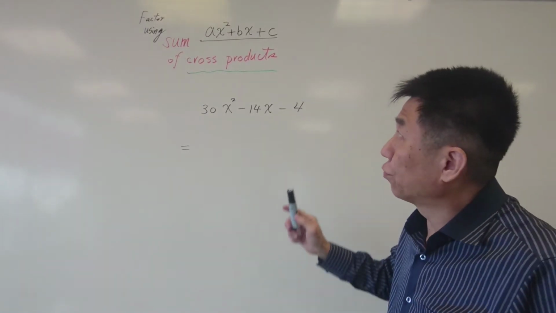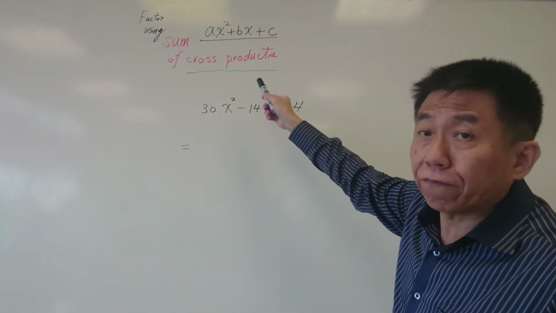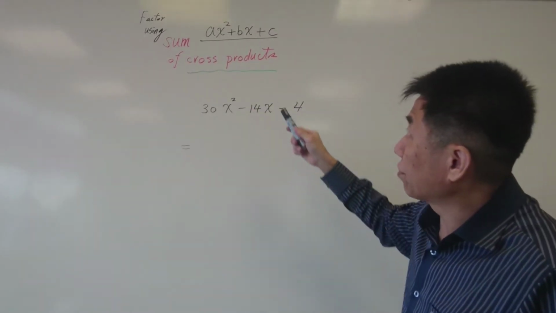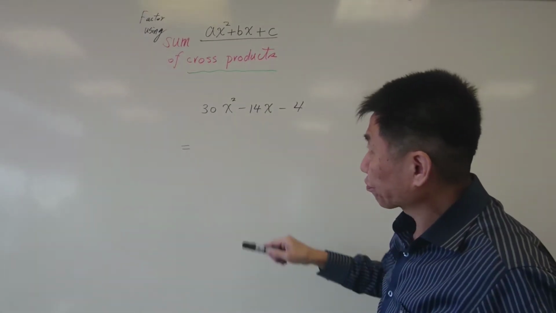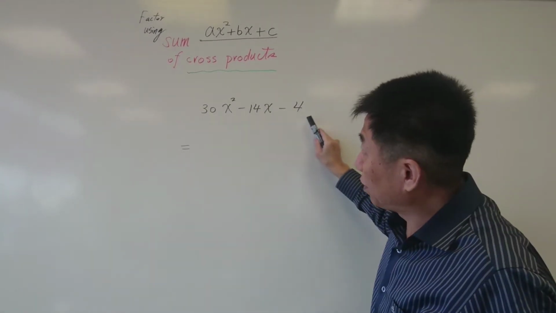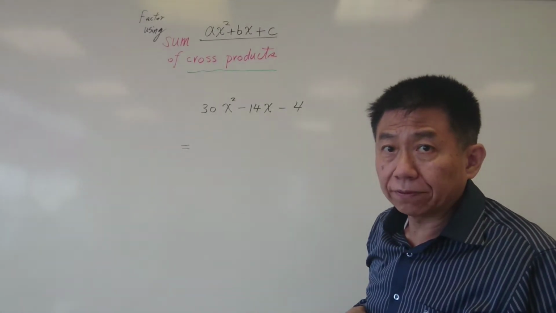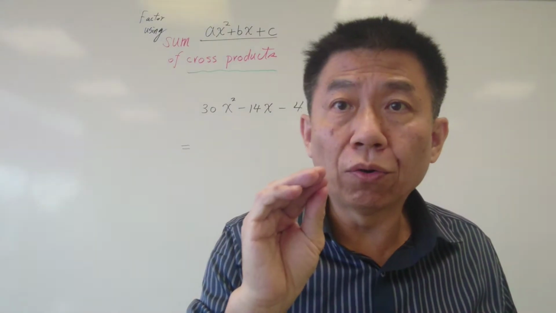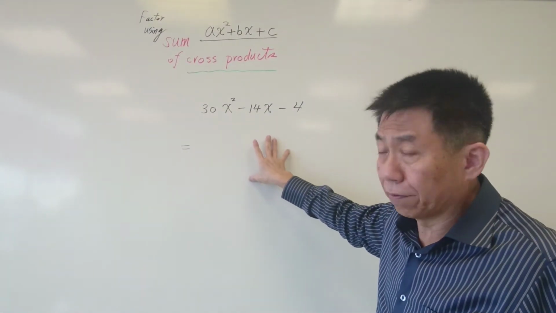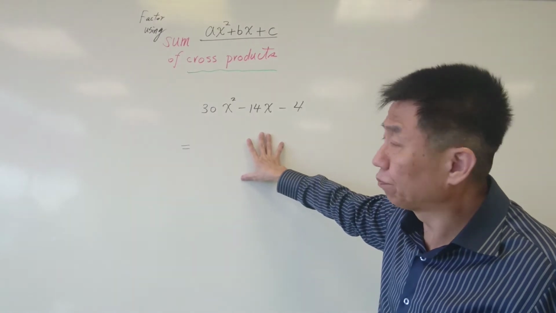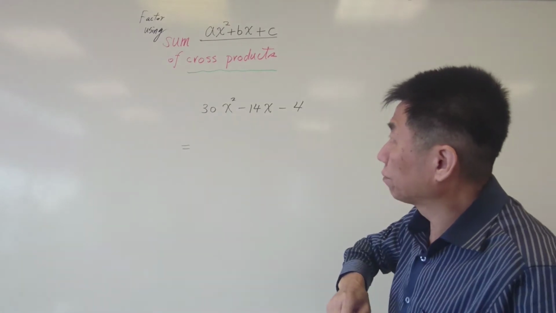Okay, today we continue with the sum cross product method to factor a quadratic trinomial in the format of ax squared plus bx plus c. Let us review this one. Suppose we want to factor this. Anytime you can pause the video, post this film, and then you try yourself. Get a pencil, try yourself.